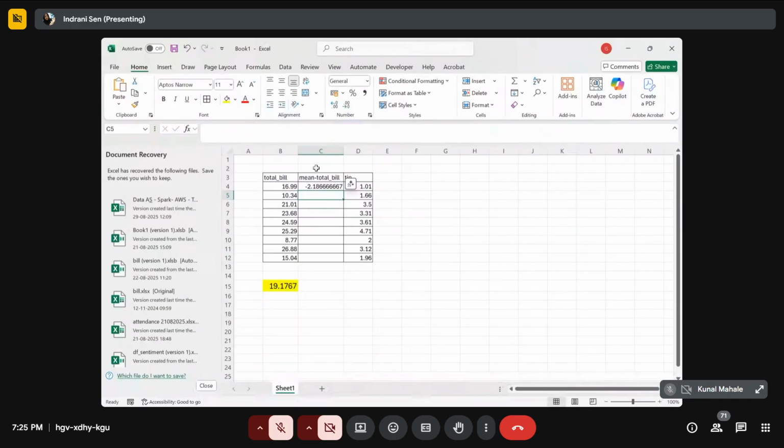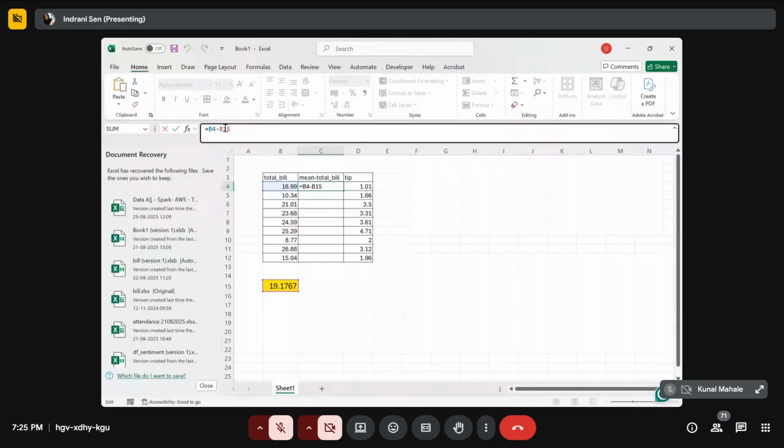Now, as you can see, some of the values will be lesser than the mean, and some of the values will be greater than the mean. So that all contributes to the mean deviation. That means some values are less than the mean, and some values are greater than the mean.